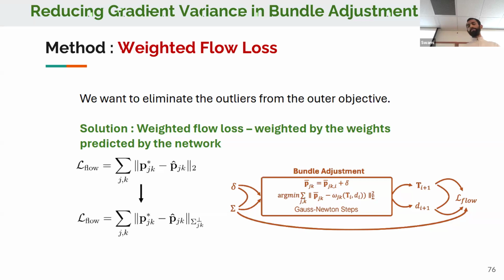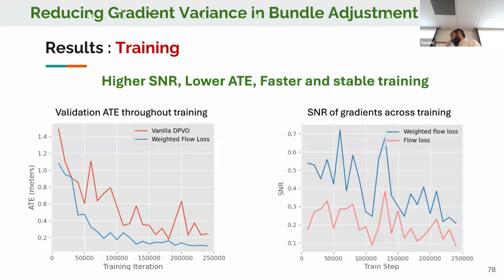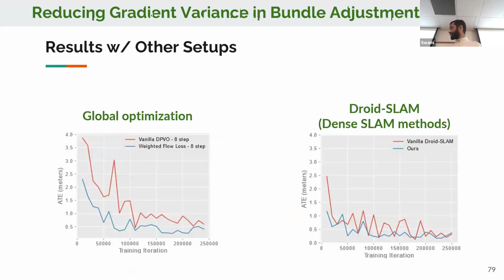With this simple modification, and I've spoiled some of the results here, we get much more stable training, much higher signal to noise ratios, and faster training as well. In fact, a lot of the method trivially transfers to a bunch of other settings. For example, the first plot here shows a global optimization problem for pose estimation, instead of the streaming problem earlier. And the second one here is a dense SLAM method, which is fairly famous in the SLAM literature.